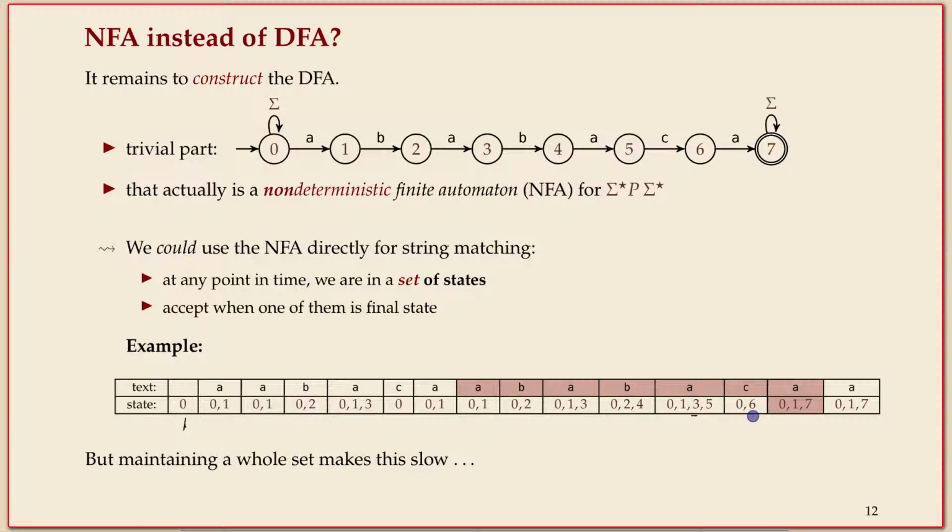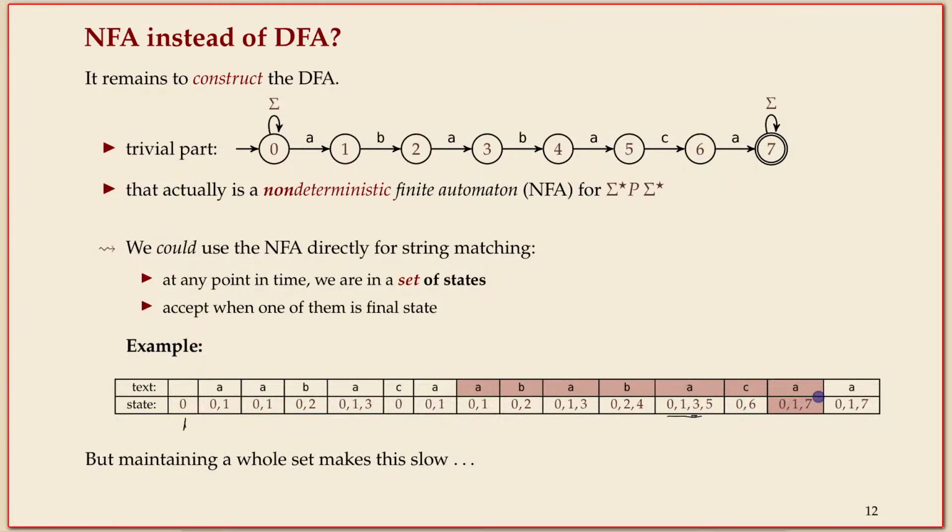If you read a C from here, we already know that the 0, 1, and 3 will die out. We've seen that before over here. But the 5 can move on to the 6. That's how we made progress. Now we're in this state 0 or 6.